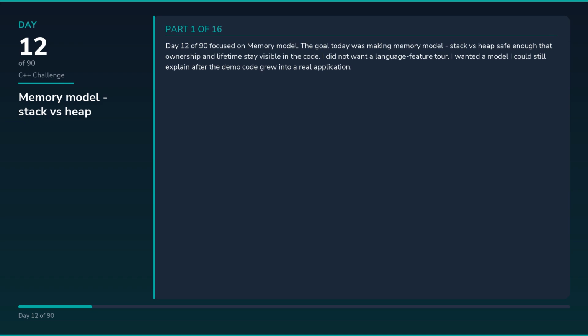Day 12 of 90 focused on the memory model. The goal today was making the memory model, stack versus heap, safe enough that ownership and lifetime stay visible in the code. I did not want a language feature tour. I wanted a model I could still explain after the demo code grew into a real application.